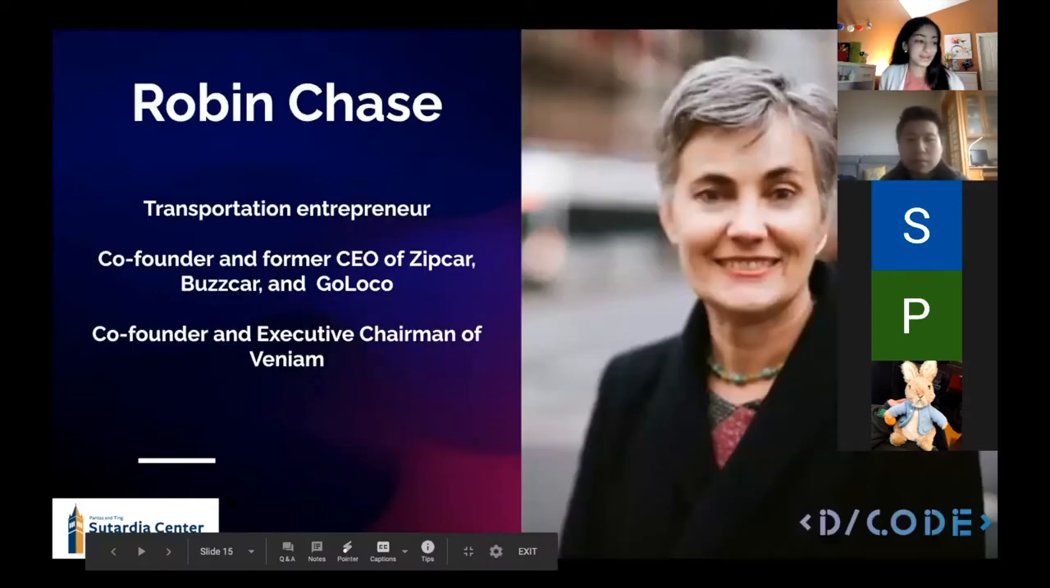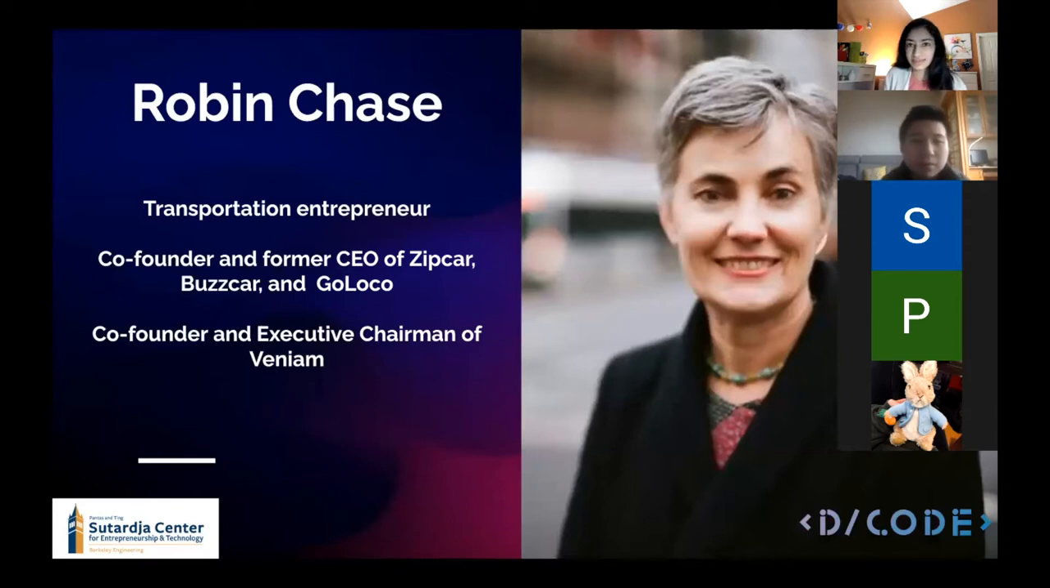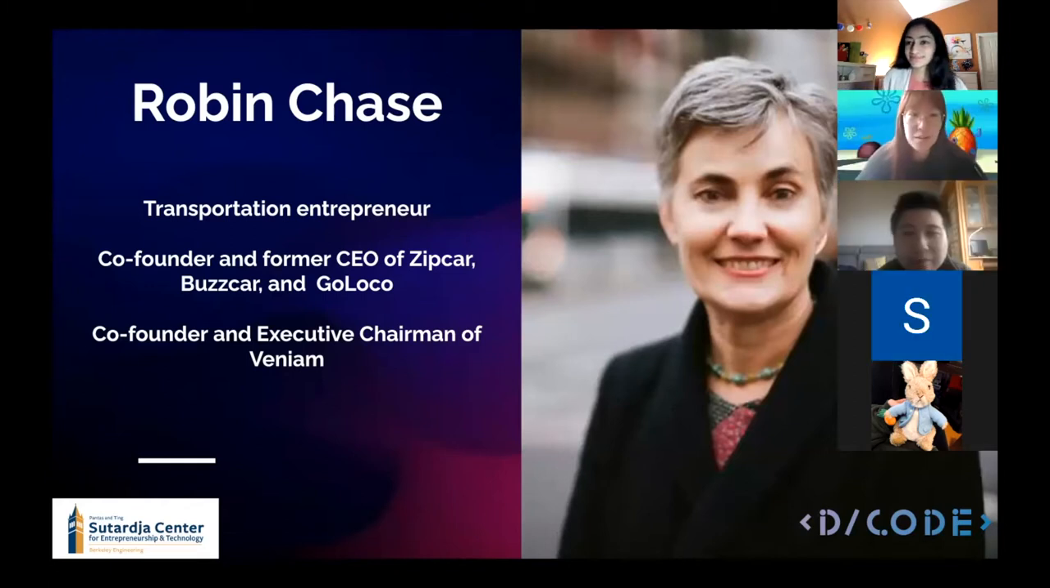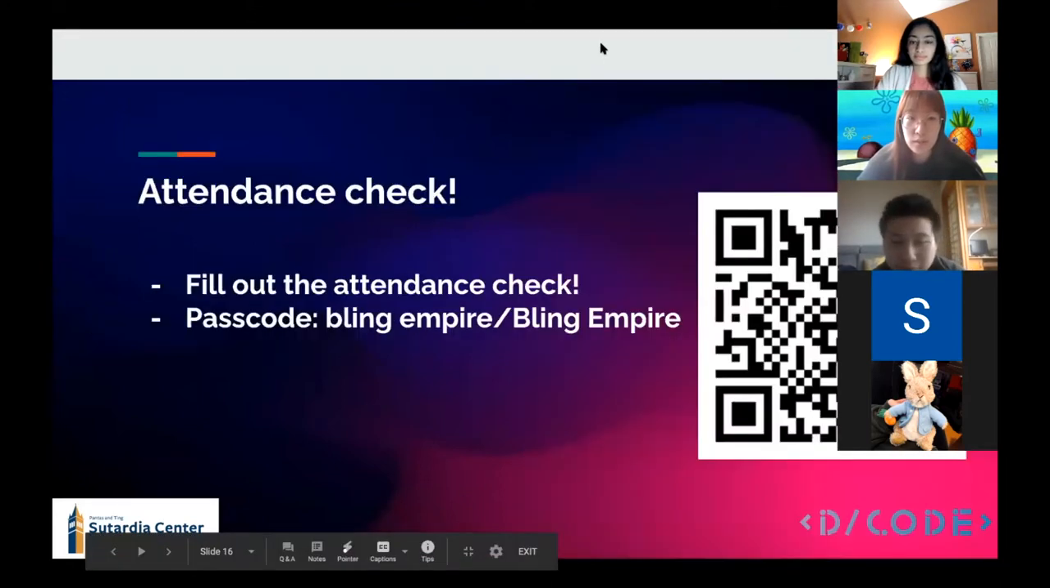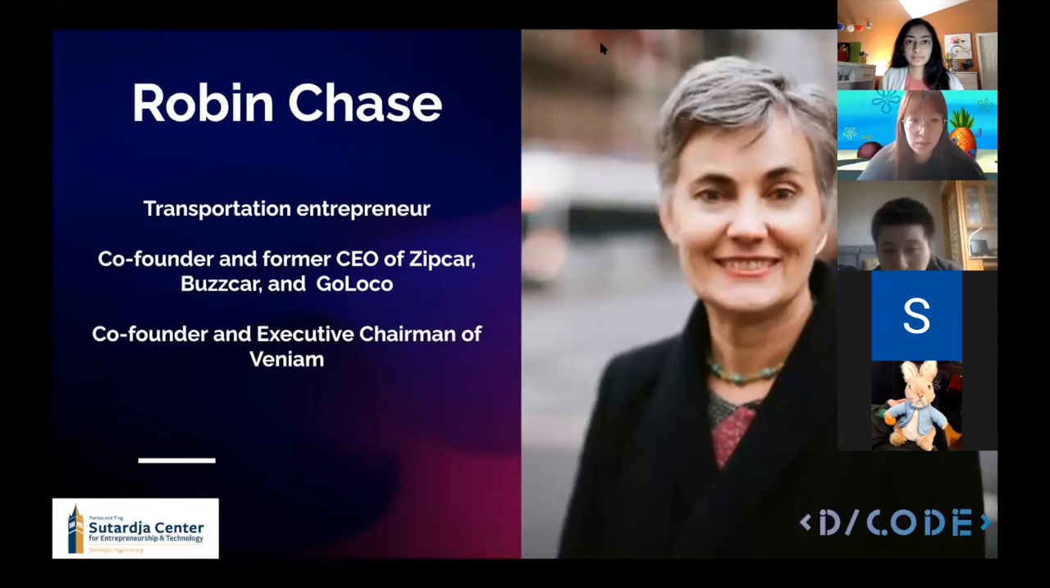And on that note, what better way to learn about this than listening to someone who has used MVP so many times and has been there and done that? So Serena, it's your turn. Yes. So I'm very excited to welcome our speaker for today's lecture, Robin Chase. Robin is an author and a transportation entrepreneur. She is also a co-founder and former CEO of Zipcar, the largest car sharing company in the world, and Buscar, a peer-to-peer car sharing service in France, and Go Local, an online ride sharing community. She's also co-founder and executive chairman of Veniam, a vehicle communication company building the networking fabric for the Internet of Moving Things. And welcome, Robin.